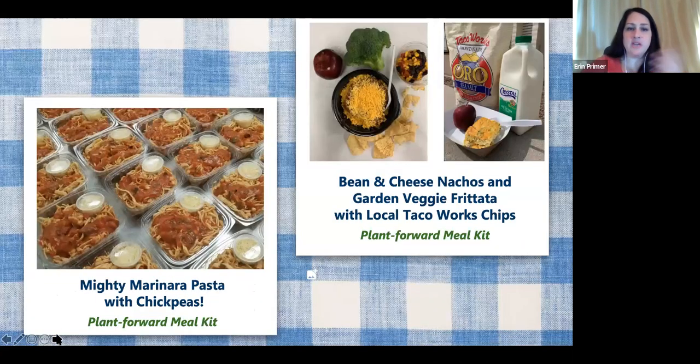This is another one with just some ideas of what we've had in our meal kit. This is some of the plant-forward options. We had this mighty marinara pasta with chickpeas. We also had a bean and cheese nacho. And I was beaten up a little bit on the bean burrito and the cheese pizza.